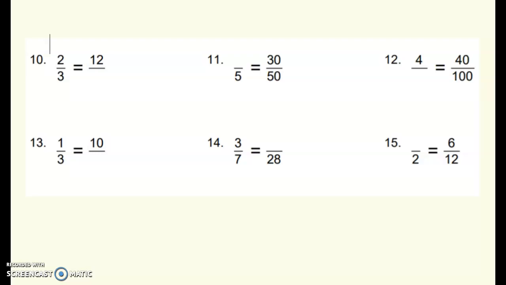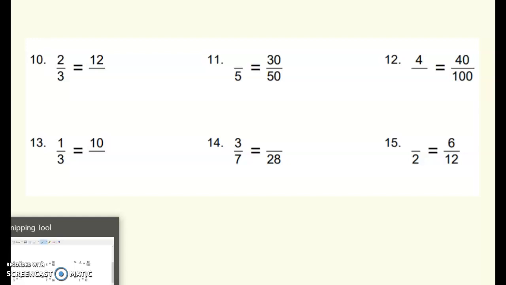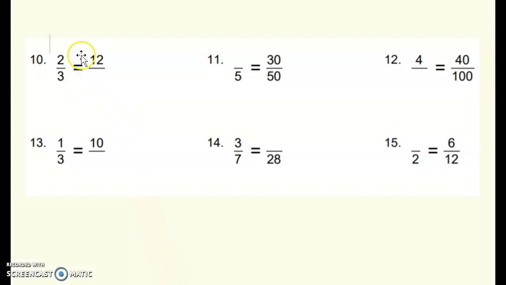I hope you are. Now, I wanted to go through some of the examples of how we can make equivalent fractions using what they've given us. We touched briefly on it in the first video, and I just wanted to do a few more examples before you had to do some of your own.